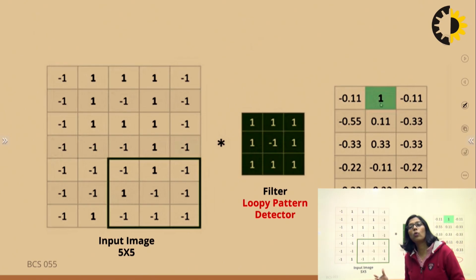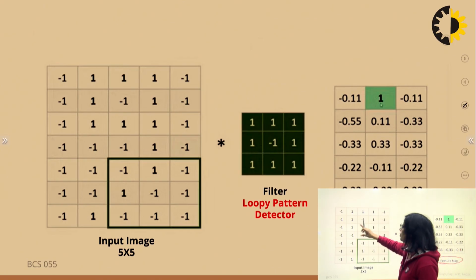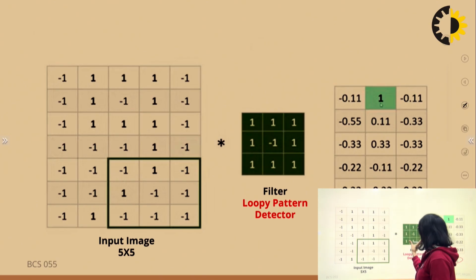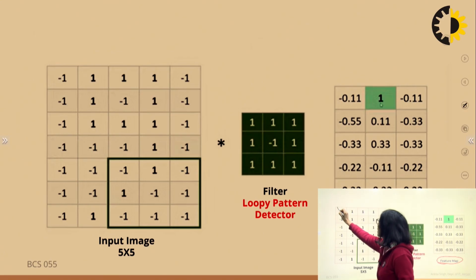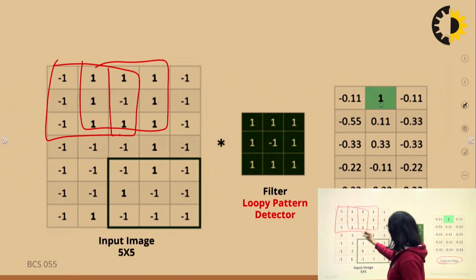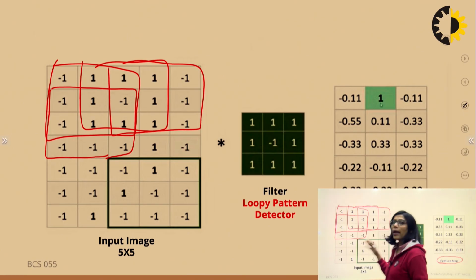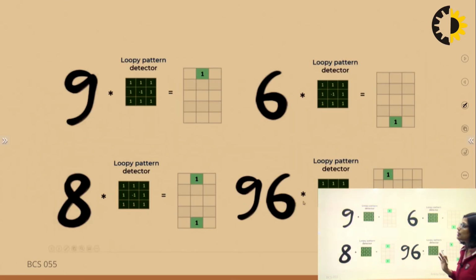How do I apply my loopy filter? By doing the dot product. So this is my 3 by 3 filter and this is my 6 by 5 image. I will just use this and multiply with this, first with this, then with this, then with this. Again, a stride of 1. Like this, I will keep doing, and at the end I will receive a feature map which looks like this. Now, this is my convolution layer.